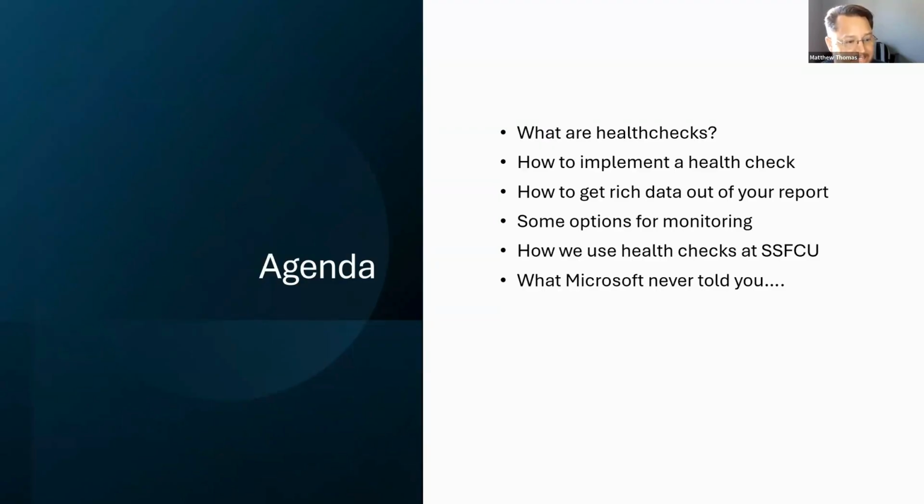To kick it off, we're going to take a second to define health checks. It's both a concept and a technical term, and we're going to get some definitions out of the way so that everybody's on the same page. We'll then look at implementing health checks, building health reports, and ways that you can get rich data out of that health report. Manually monitoring these reports kind of sucks. So we'll briefly talk about some options for monitoring, as well as how we use these health checks at the credit union. And then I'll wrap it up by showing you something that you won't find in the documentation. And I'm sure there'll be time so we can do a little Q&A at the end.